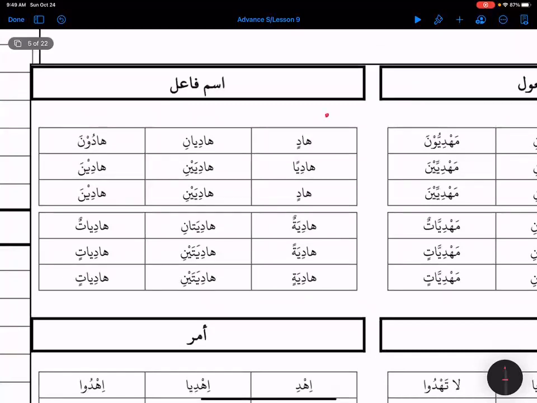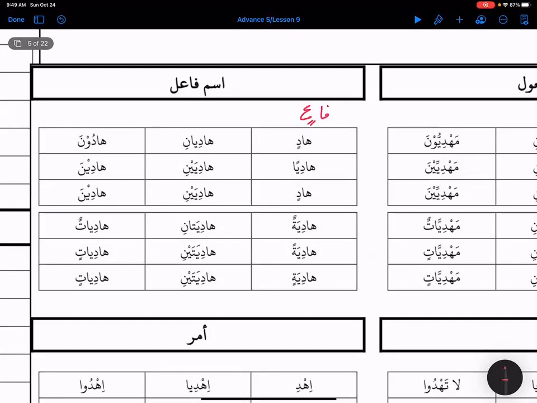This is the fa'il pattern. Hadin, hadiyan, and hadi. Hadin, hadiyani, haduna, hadiyaini, hadina. Actually, I should have read just one line, that's much easier. Hadin, hadiyan, hadiyani, hadiyaini, haduna, hadina. This makes it much easier actually.